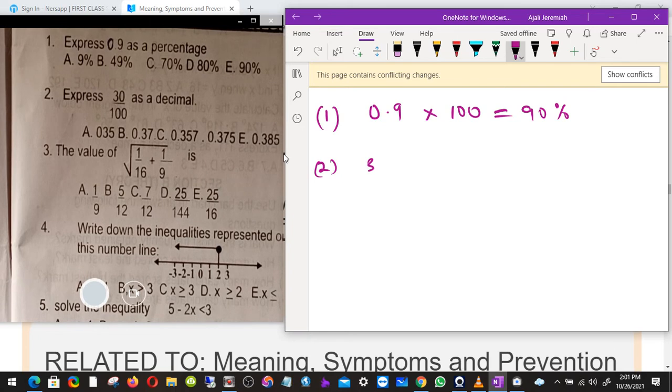Express 30 over 100 as a decimal. We'll just move our point. How many places? 1, 2. We'll move 2 places because 100 has 2 zeros, right? So move 1, 2. So what's the answer? 0.30. Number 3.